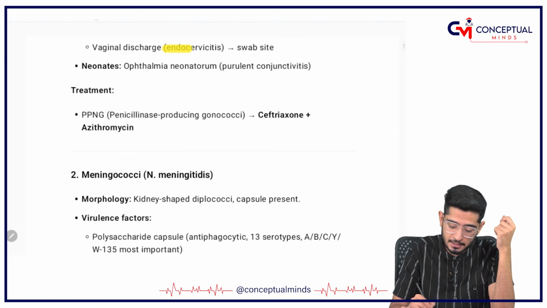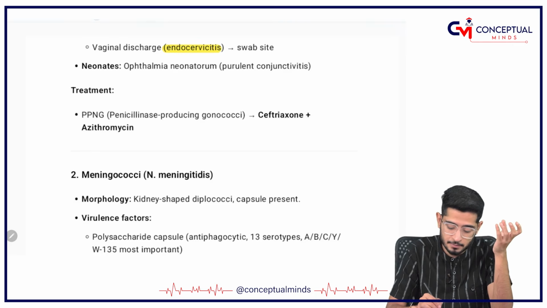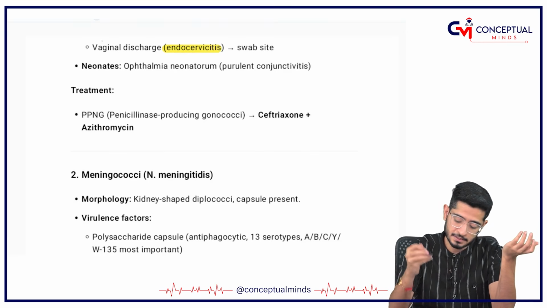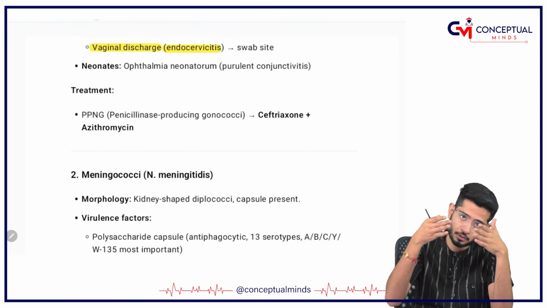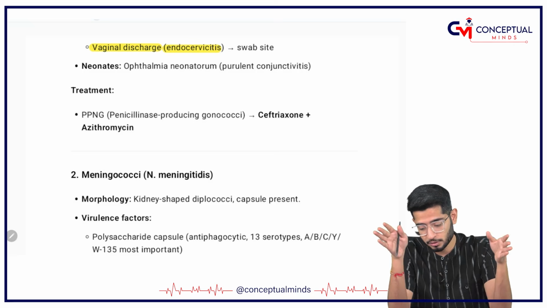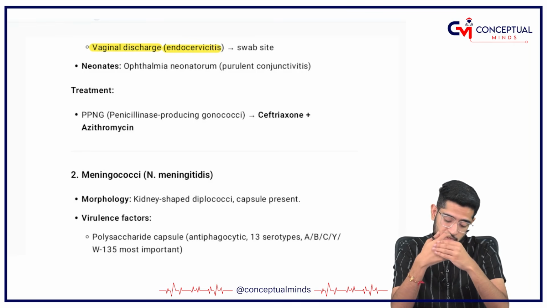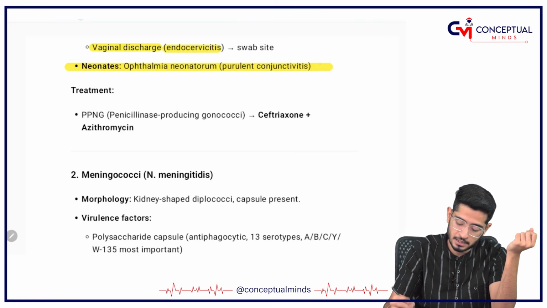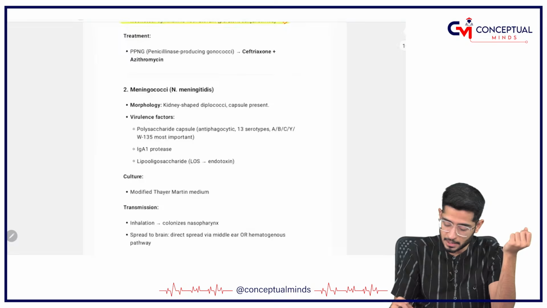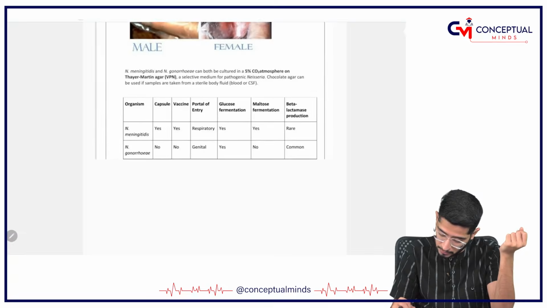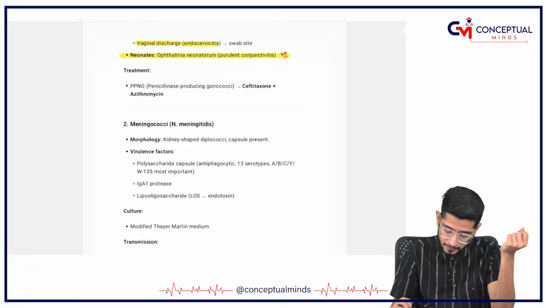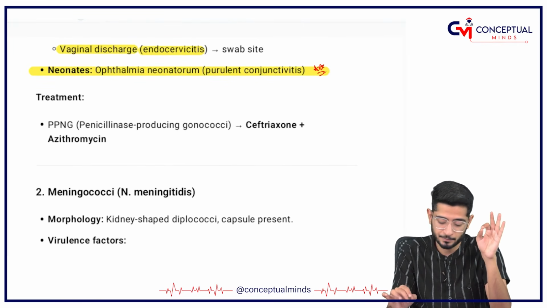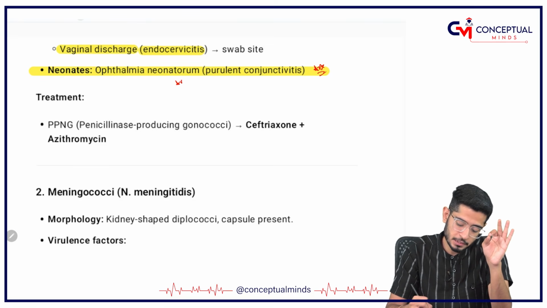So since we were taking the swab from the endocervix, that means there is an endocervicitis which is happening, and endocervicitis is further going to have the discharge, and discharge is going to come out through the vagina, that is the vaginal discharge. One more important part is neonates. In neonates, it shows purulent conjunctivitis, that is ophthalmia neonatorum. I think I have got a picture also. No, sorry, I have not. Anyways, please remember that it causes purulent conjunctivitis in the neonates, that is ophthalmia neonatorum.